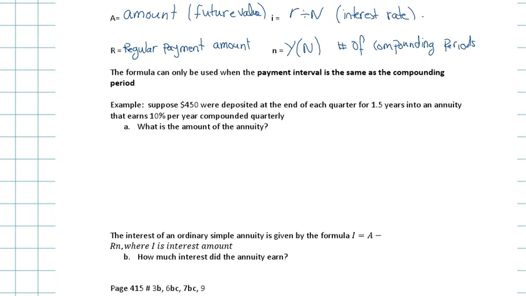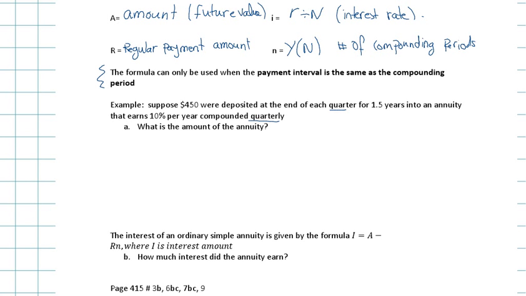Suppose $450 were deposited at the end of each quarter for 1.5 years into an annuity that earns 10% per year, compounded quarterly. So remember, quarterly, right? This is what I was just saying in the previous sentence. Now what's happening here? What am I doing?